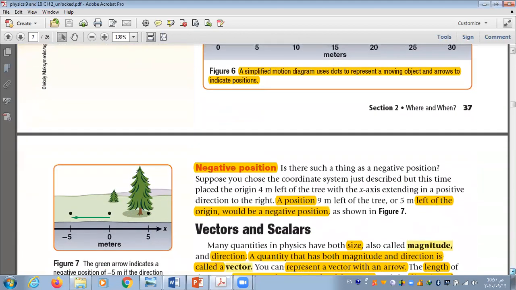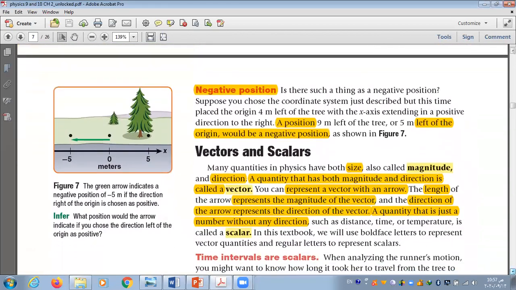Okay, now we'll move to another point, a negative position. You are familiar with positive values. Could a position have a negative value? Who can answer this question? Could a position have a negative value?